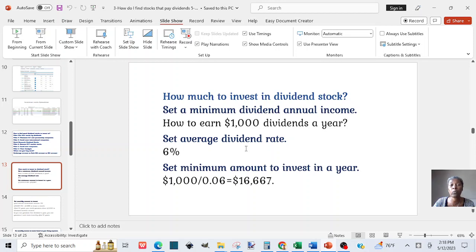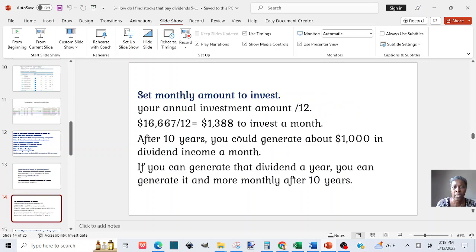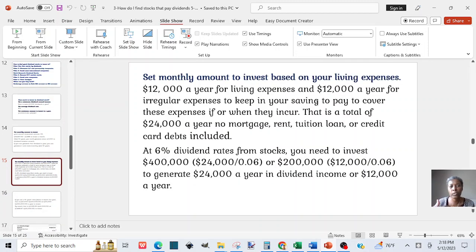So that's one way to go about it: set how much you want to be earning in dividend income, set the rate that you want the stock company to be paying you, and do the division between the two to see how much you will have to invest to earn that income. Another way to approach that is to set a monthly amount to invest. We went through this already. Set a monthly amount to invest based on your living expenses. That is another approach as well.